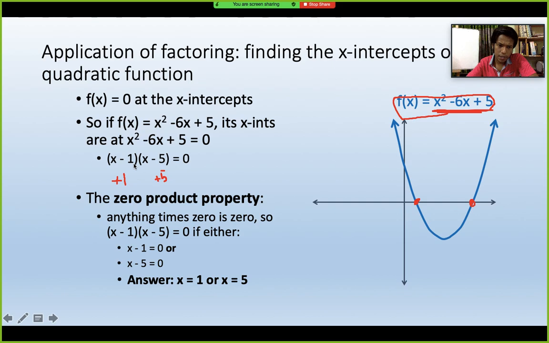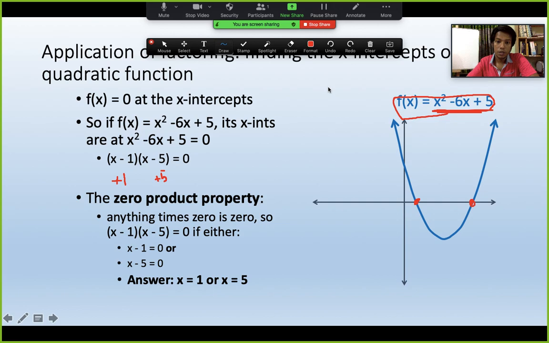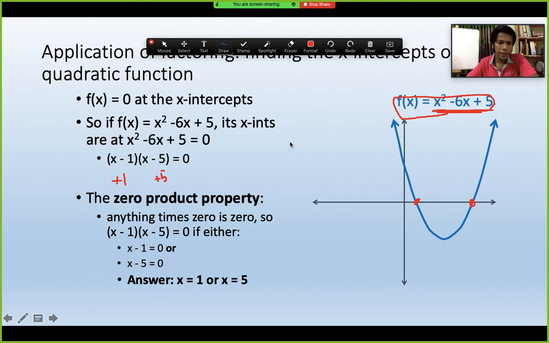Because x minus 1 into x minus 5 equals 0, then we can consider either this equal to 0 or that equal to 0. This is another important property of the algebraic product of two terms if they give us 0. This is called the zero product property, or zero product rule. Let me explain what this means. This is a very fundamental rule in algebra.